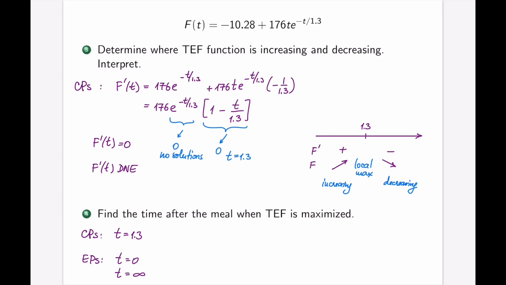So remember that if I'm looking for global maximum, I have to collect my candidates for it, which are critical points and endpoints. And now I have to plug all of them into the function itself. What I'm looking for are the actual function values. So I'm going to compute f of 1.3. I'm going to compute f of 0. And I'm going to compute f of infinity. Now, of course, I can't compute f of infinity. I can't plug in infinity itself. So I'm going to compute the limit of my function as time goes off to infinity.